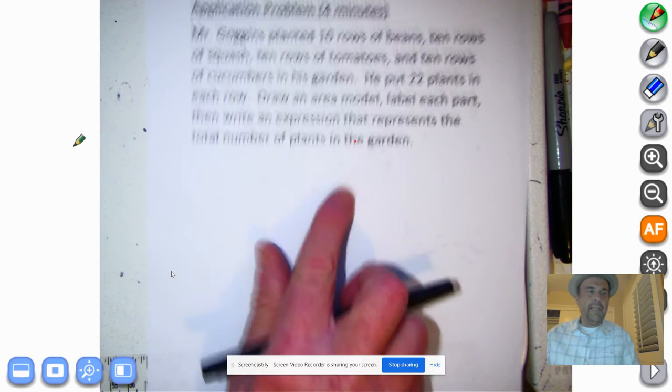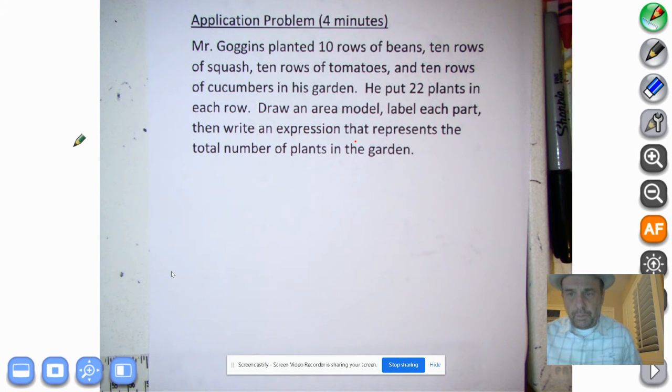Ready to take on our application problem? This is a real world problem where, if you decide to plant a garden like Mr. Leggett has many times in the past, this problem could apply to you. Let's read it, because this is RDW: read, draw, write. We're going to do this in 4 minutes. Maybe, maybe not. Here we go.